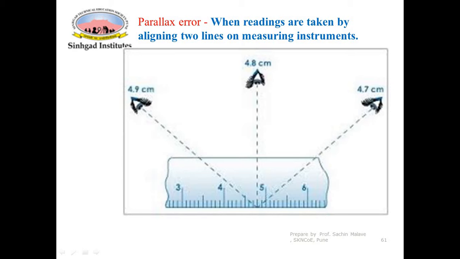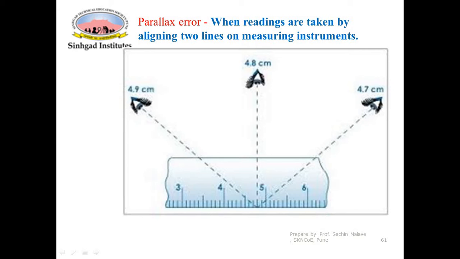So 4.8 centimeter is the actual or true reading, but it might happen that the observer is not at this correct position. Instead of this correct position, the observer might be looking in some other direction. He might be looking in this direction, or in that direction. If the observer is looking in this direction, he may read the measurement as 4.9 centimeter. You can see here it is 4.9 centimeter in this direction. The reverse may happen.